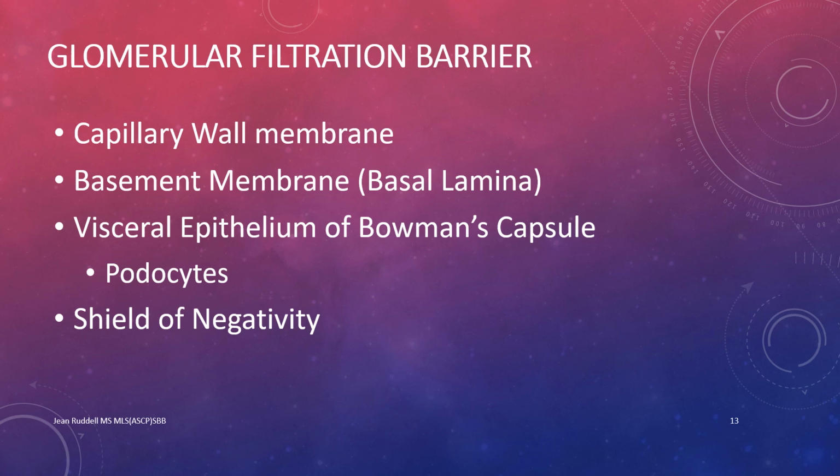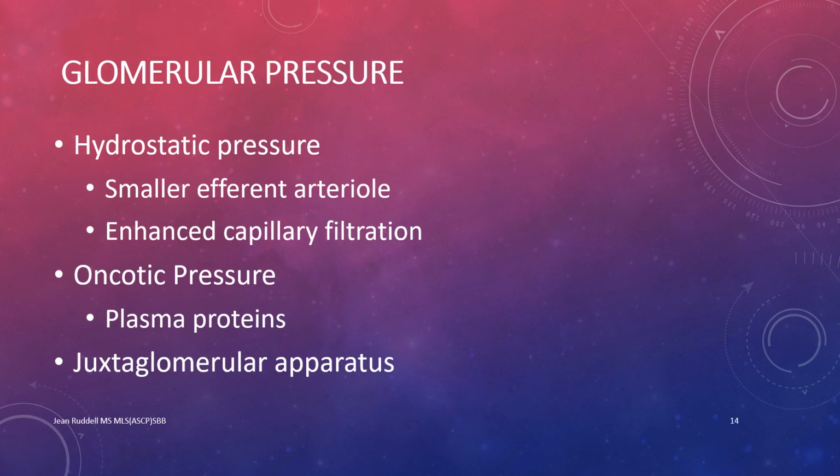There is further a shield of negativity which prevents negatively charged substances such as albumin from passing through the membrane. The pressure in the glomerulus is caused by hydrostatic pressure and oncotic pressure. The hydrostatic pressure is caused by the smaller efferent arteriole and enhanced capillary filtration of the glomerular filtration barrier. Oncotic pressure is caused by the ultrafiltrate plasma proteins in the glomerulus.